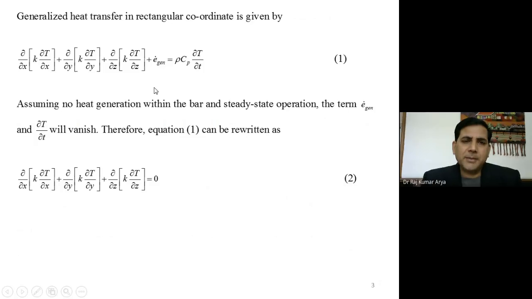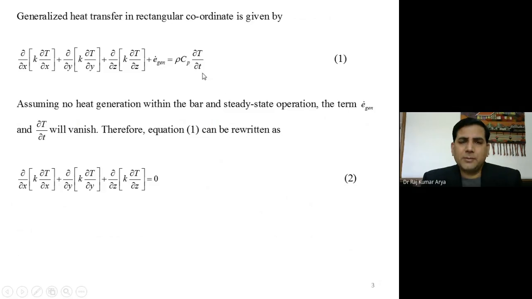Now, for the time being, at the primary stage, let's solve it for steady state operation. If you want to solve it for steady state operation, then del T upon del t, because nothing would be a function of time, this term would get cancelled. Practically, there would not be any accumulation term, so this term will get cancelled.